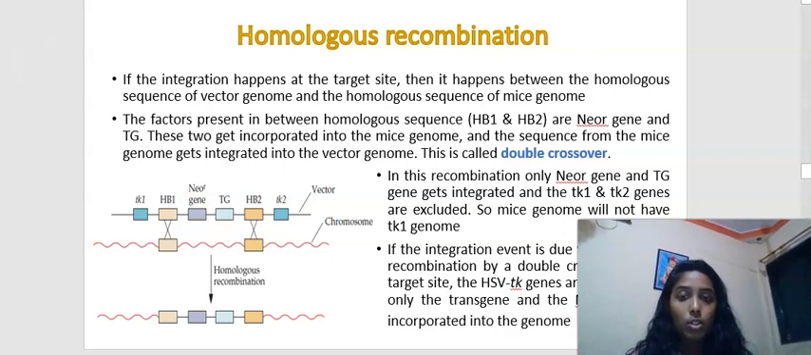Since the homologous sequence only consists of your neo-R gene and your transgene, your TK genes are outside your homologous sequence. Whatever components are present in between the homologous sequences get incorporated into the genome of the mice with the help of a double crossover mechanism. Because of this type of recombination, your TK gene is excluded from getting incorporated into the genome of the mice. This plays a very important role.